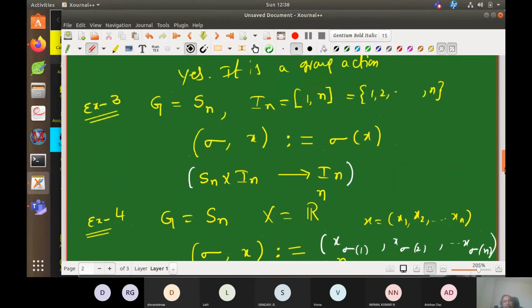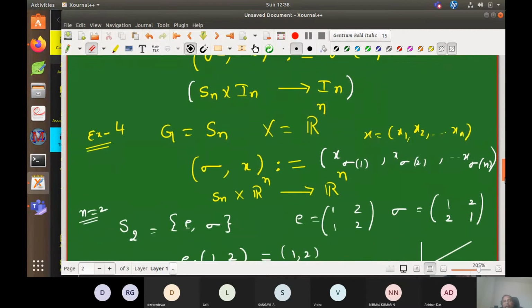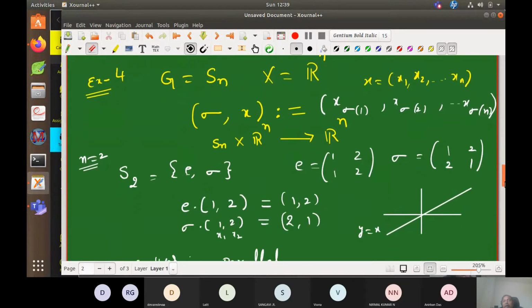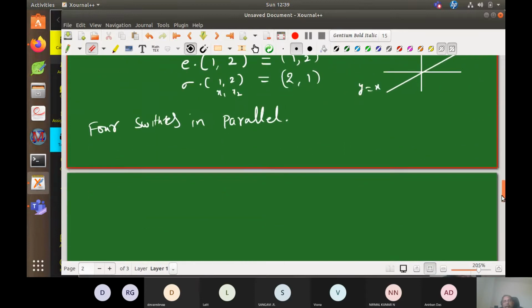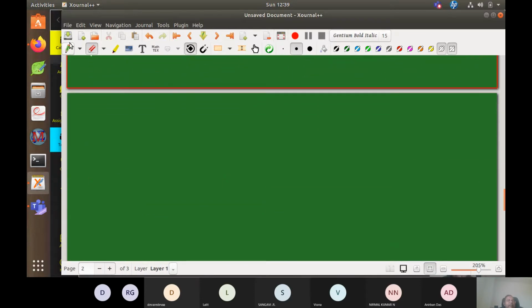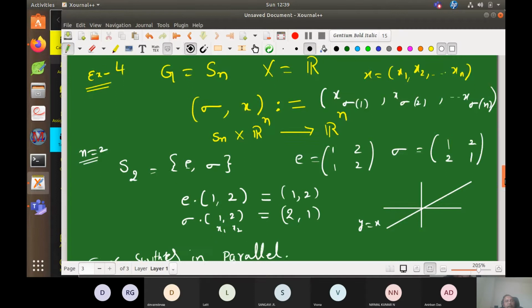So Anirban told us S_N acting on I_N. Good, very nice. Now I extend it to S_N acting on R^N, and we get the map. We need to check it is an action, but it is really an action, right? So now the Klein 4 group. Now I take my group G, so example number 5.